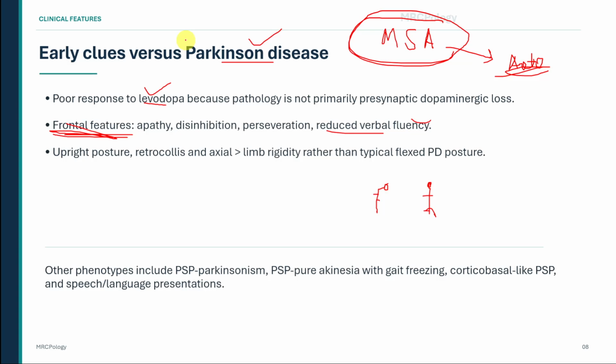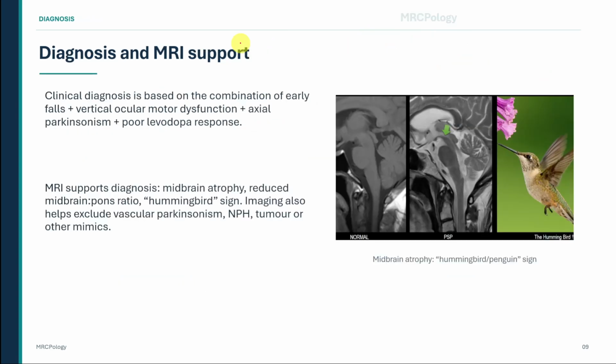Do not confuse PSP with vascular Parkinsonism. Vascular Parkinsonism often affects the lower body more, with gait difficulty and vascular risk factors. Imaging may show small vessel disease or infarcts, but vertical supranuclear gaze palsy and the classic hummingbird sign point more towards PSP. Diagnosis is mainly clinical.